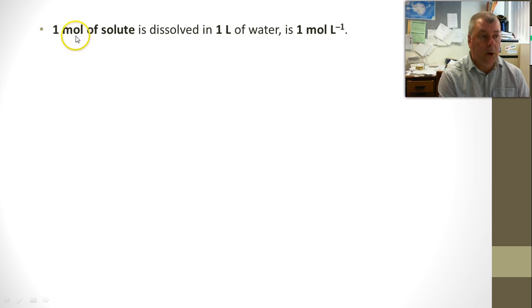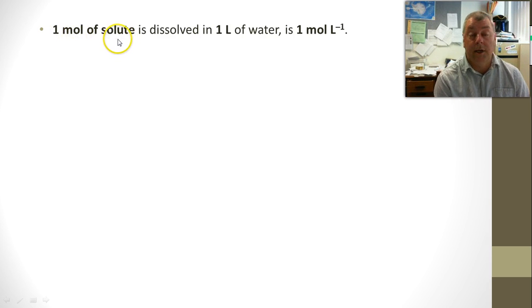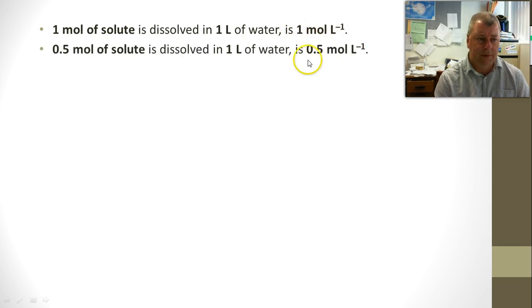So 1 mole of solute, so that's the solid. So let's say it's salt, NaCl. If we weighed out 1 mole of NaCl and we dissolved it in 1 litre of water, the concentration would be 1 mole per litre, because there is actually 1 mole of the substance in 1 litre. Hopefully that makes sense. Now we could weigh out half a mole, and if we dissolve that into a litre, it would be less concentrated, wouldn't it? And therefore we would say it's 0.5 of a mole.